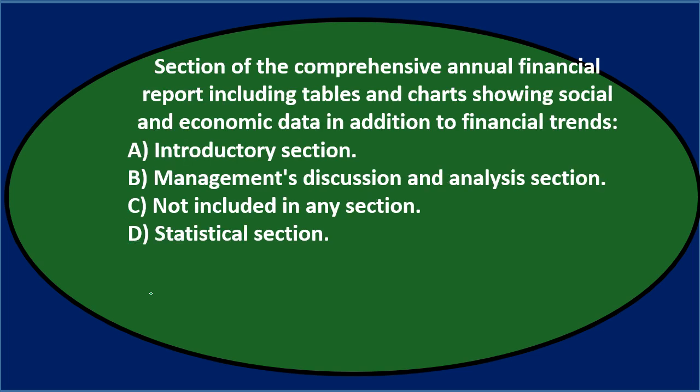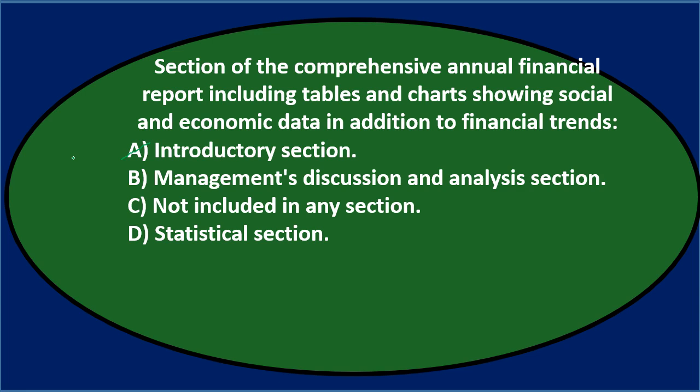Next question: a section of the comprehensive annual financial report including tables and charts showing social and economic data in addition to financial trends is either A, introductory section, B, management's discussion and analysis section, C, not included in any section, or D, the statistical section. Let's go through this again using the process of elimination. Is that the introductory section? It doesn't seem like that's where we're going to start out. It's a little detailed for the introduction, so I don't think so.